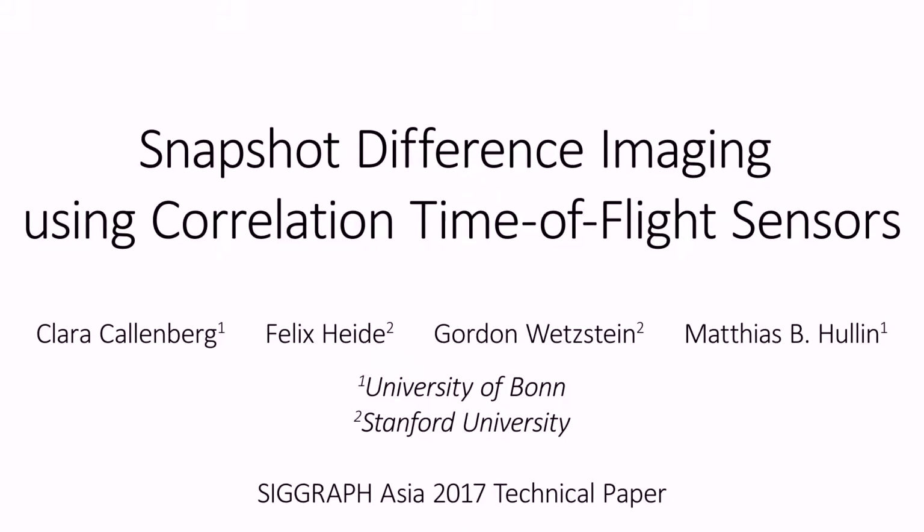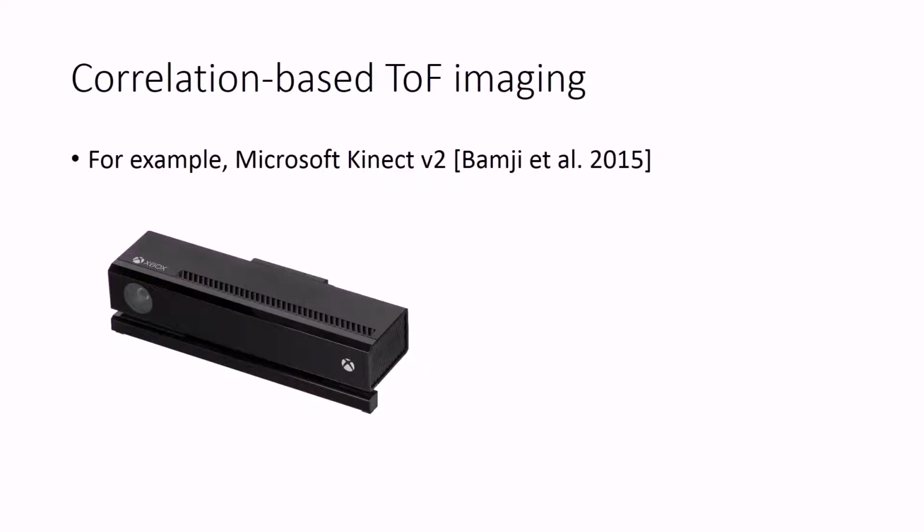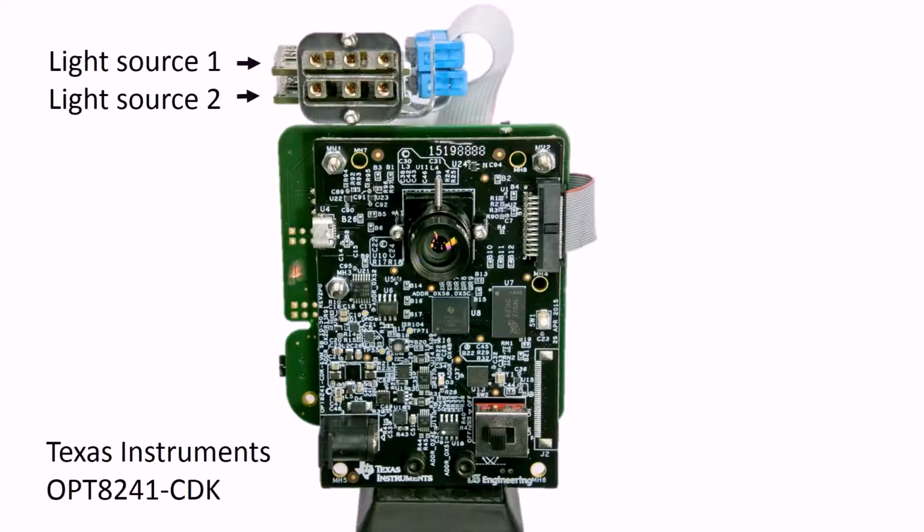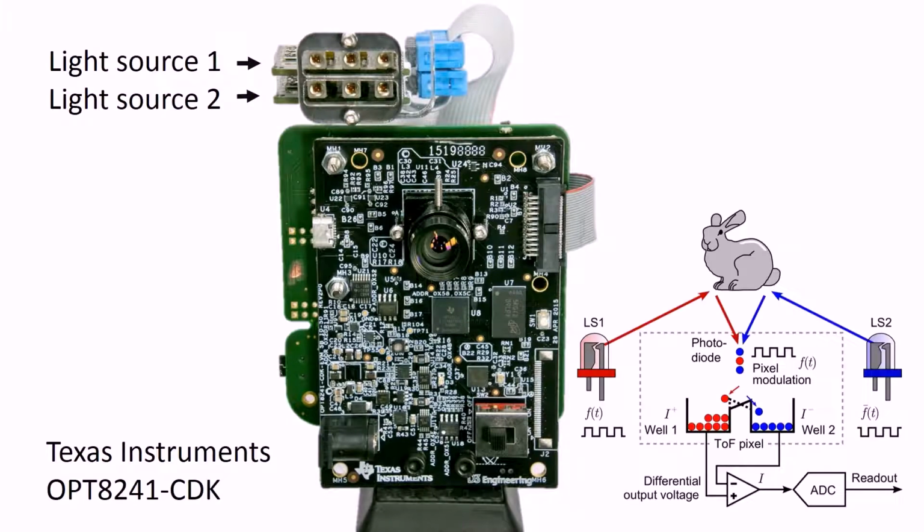Correlation sensors are the most widespread and affordable type of sensors used for time-of-flight depth imaging. We propose to use this type of sensor, which can be found, for example, in the Microsoft Kinect, as a general-purpose difference imager. By modulating the sensor and the intensities of two different light sources, we utilize the architecture of time-of-flight pixels to subtract images of a scene under two different illumination conditions, even before A to D conversion. This enables us to implement various kinds of difference imaging scenarios.